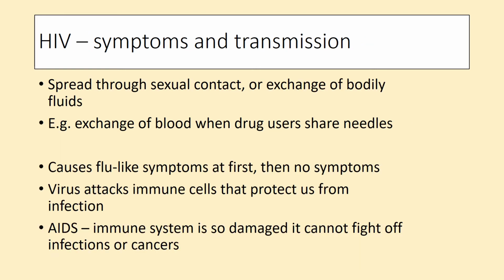So HIV, or human immunodeficiency virus, is spread through sexual contact or the exchange of bodily fluids. HIV can cause flu-like symptoms at first and then no symptoms, so the person almost feels as if they've recovered and gotten better. However, the virus itself attacks immune cells, and specifically white blood cells, that actually protect us from infection.